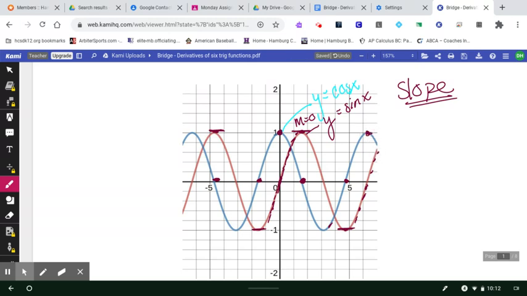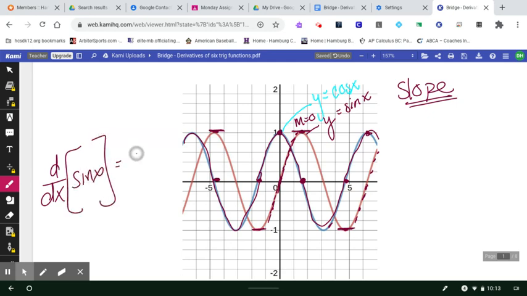And if I were to plot more of these points, you would find out that when I graph the derivative of sine, I actually get cosine. Pretty amazing. Not a formal proof, but again, looking at it visually. So one thing I want you to jot down right away: d dx of the sine of x is the cosine of x.